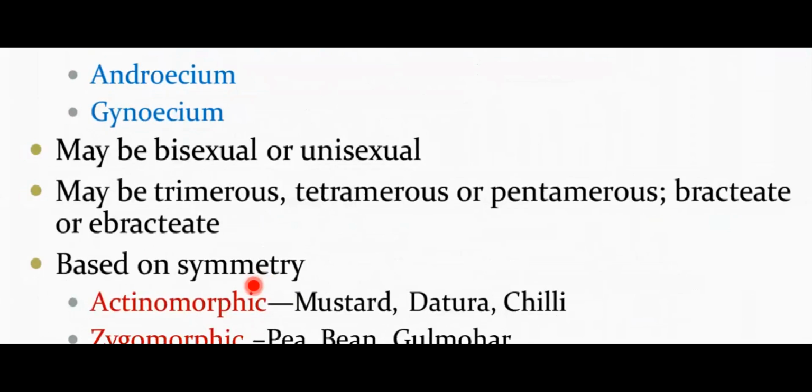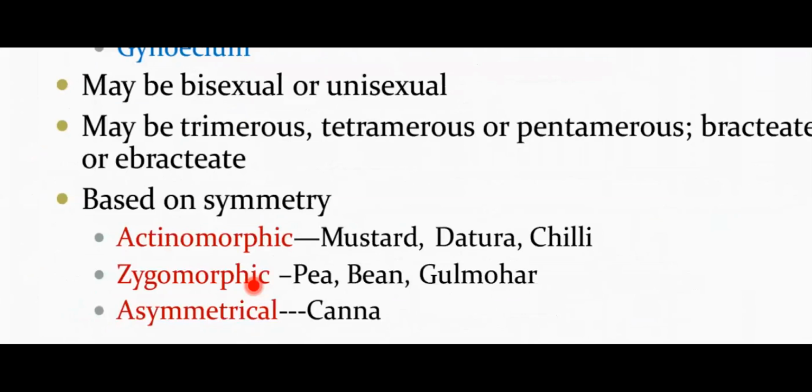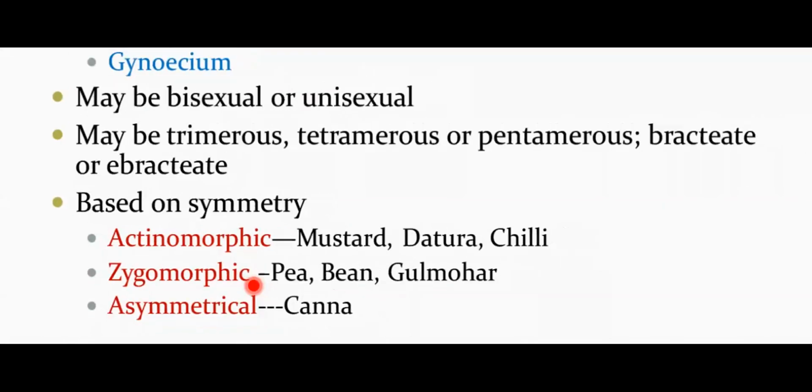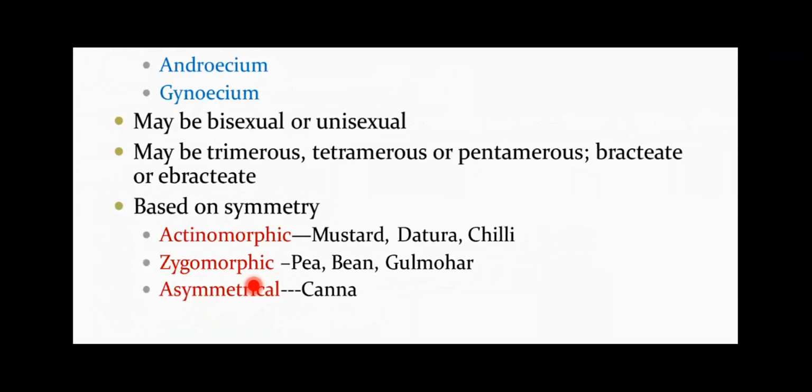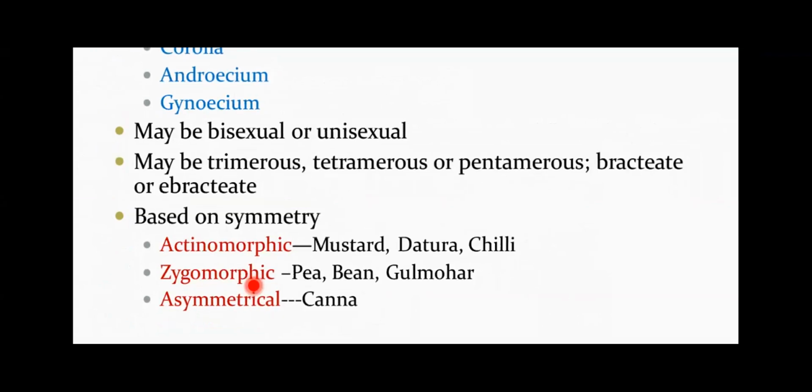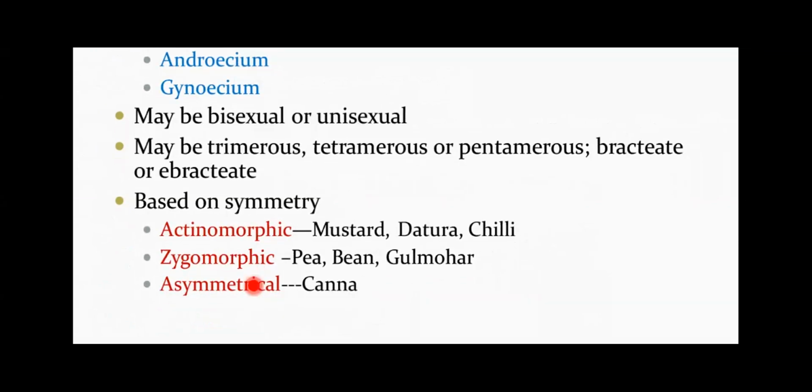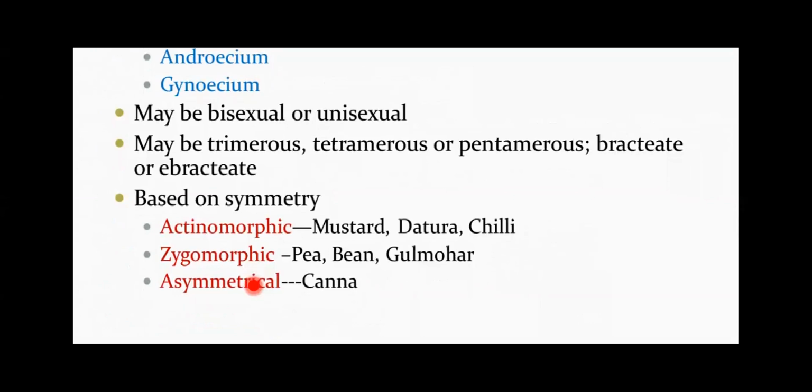So trimerous, when do you say? When the floral appendages are multiples of 3, trimerous, multiples of 4, tetramerous, multiples of 5, pentamerous, like that we give the naming as such. Bracteate or ebracteate. Okay, when flowers have bracts, a reduced leaf found at the base of the pedicel, it is called bracteate, and those without the bracts is called ebracteate. Okay, flowers can also be divided into different types based on their symmetry. Okay, what are the different types? Actinomorphic flower, zygomorphic, and asymmetrical flower.